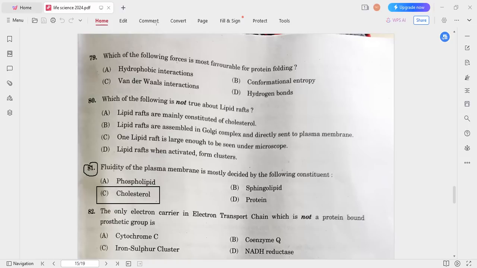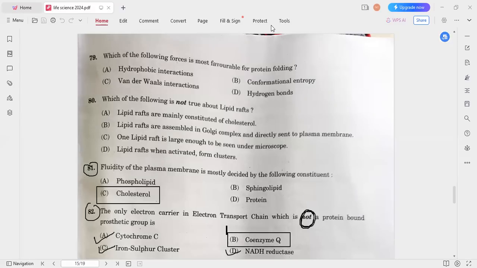So now move on to the next question, that is question number 82. The only electron carrier in electron transport chain which is not a protein bound prosthetic group, that is which does not bind with the protein as a prosthetic group. So cytochrome C, yes, contains heme as a prosthetic group. Iron sulfur cluster, yes, NADH reductase also has prosthetic group. But coenzyme Q is a prosthetic group that does not bind to a protein. Okay, so that's why coenzyme Q, also called ubiquinone, is the correct answer for question number 82.